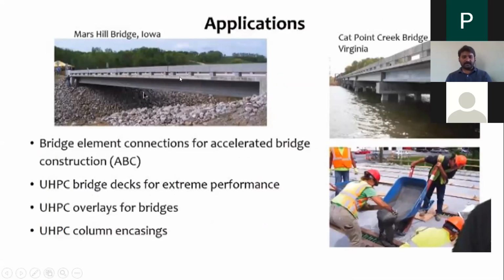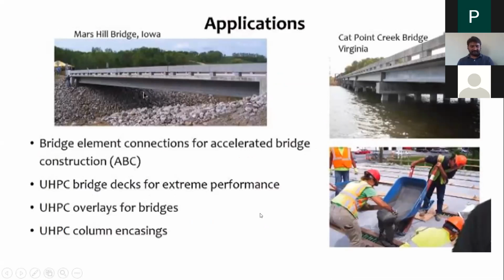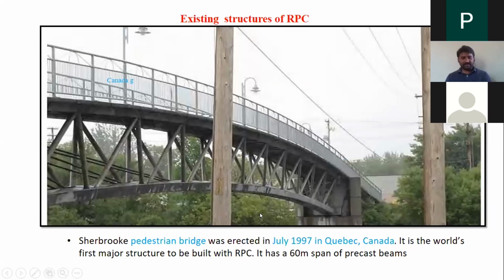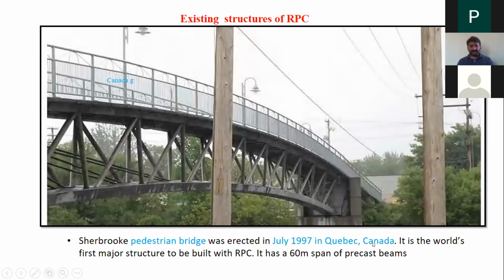this is one of the vehicular bridges, which is in Iowa, Canada, and this is Virginia. As you can see, this is how the concrete flows. The flow rate of this concrete is around 200 to 300 mm. A few other applications. This is the pedestrian bridge in Canada. This is the first reactive powder concrete. See this and this, that is from reactive powder concrete, and these are steel hollow pipes.